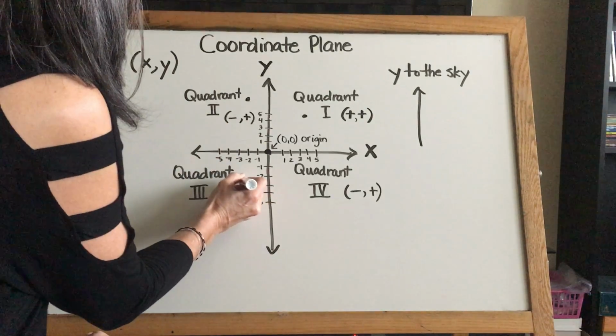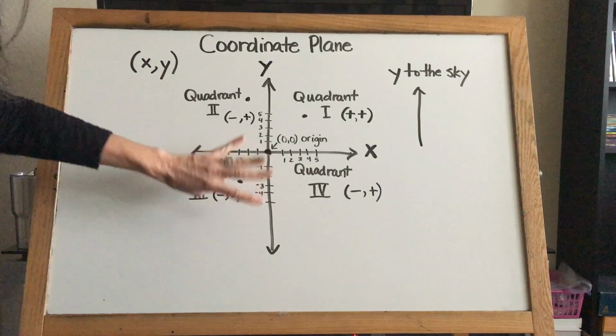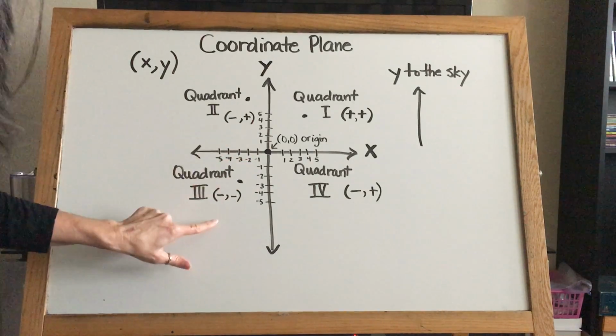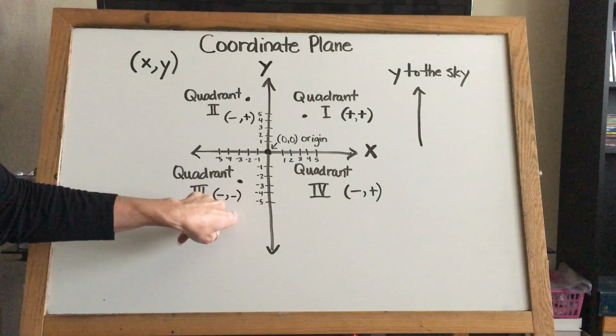Anything that's plotted in quadrant 3 is going to have a negative and a negative. Because if it's in quadrant 3, you're going to the left, which is negative, and you're going down, which is negative. So your ordered pair is going to be a double negative.